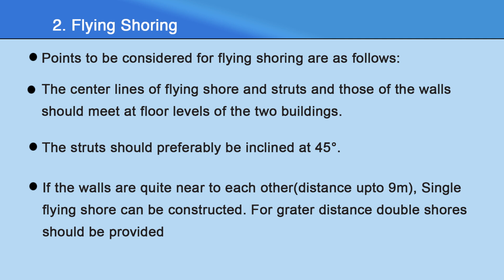If the walls are quite near to each other, at a distance up to 9 meters, a single flying shore can be constructed. For a greater distance, double shore should be used. There should be a space of 3 to 4.5 centimeters along the two walls, and the horizontal rays should be introduced between the needles and struts.